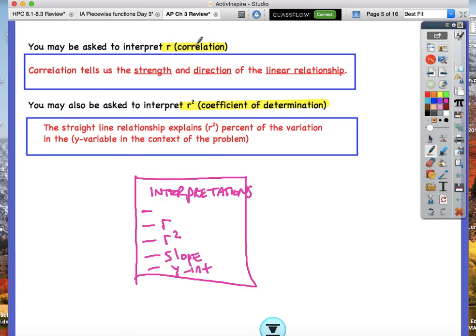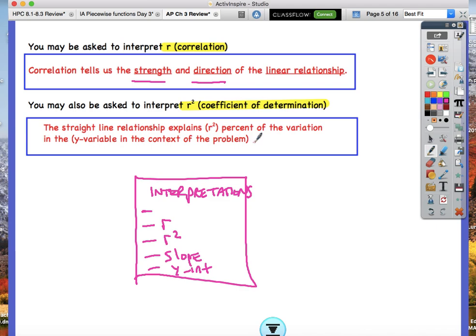Make sure when you're talking about correlation, you talk about both the strength and the direction. So positive or negative, and then how strong it is. R squared, the interpretation is right here. I would recommend just writing that out and following it.